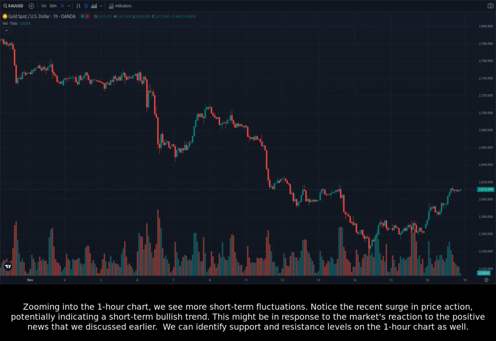Zooming into the 1-hour chart, we see more short-term fluctuations. Notice the recent surge in price action, potentially indicating a short-term bullish trend. This might be in response to the market's reaction to the positive news that we discussed earlier. We can identify support and resistance levels on the 1-hour chart as well.